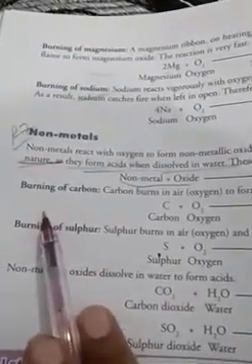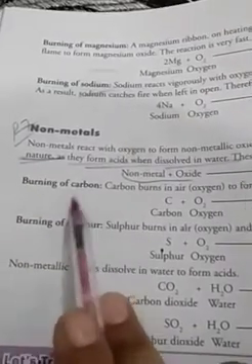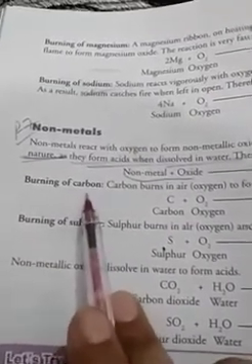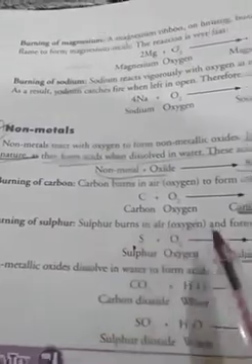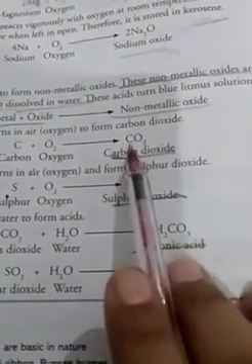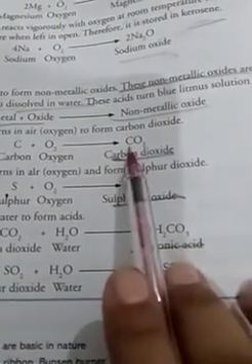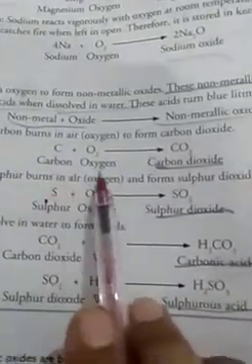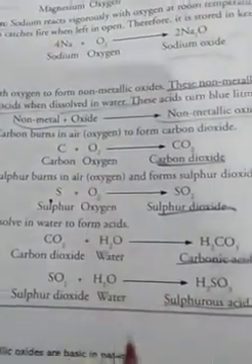So we read the example, burning of carbon. We know carbon is a non-metal. When carbon burns in air, it means in oxygen, it forms carbon dioxide. And what we read here is that they form the non-metallic oxide. As carbon is not a metal, it is known as a non-metallic oxide, that is carbon dioxide, when carbon reacts with oxygen molecule.